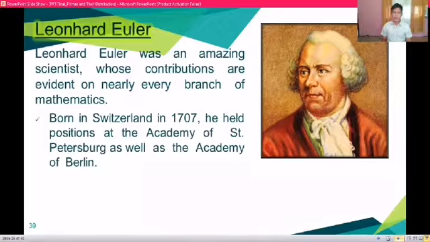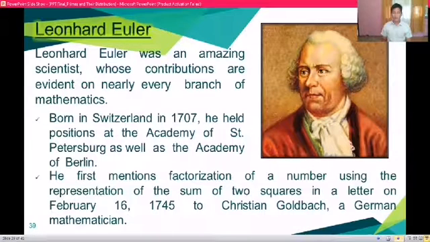He was born in Switzerland in 1707. He held positions at the Academy of St. Petersburg as well as the Academy of Berlin. He first mentions factorization of a number using the sum of two squares in a letter on February 16, 1745, to Christian Goldbach, a German mathematician. This is what we are interested in here, in my discussion.